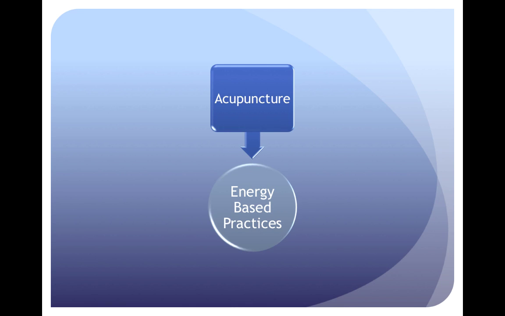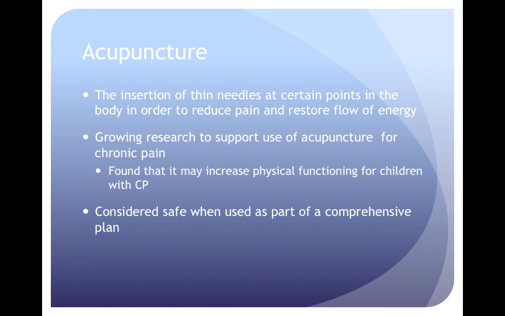And the last category for CIM treatment methods include energy-based practices, and the subcategory of that is acupuncture. Acupuncture is the insertion of thin needles at certain points in the body in order to reduce pain and restore flow of energy. There is growing research to support use of acupuncture for chronic pain. It has been found that it may increase physical functioning for children with CP, and it is considered safe when used as part of a comprehensive plan.